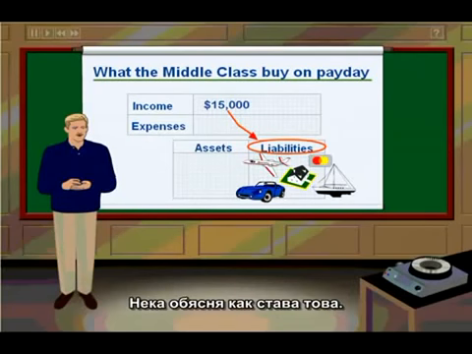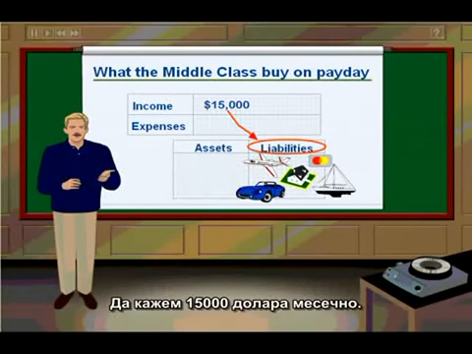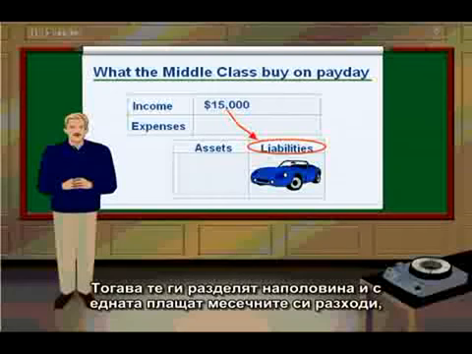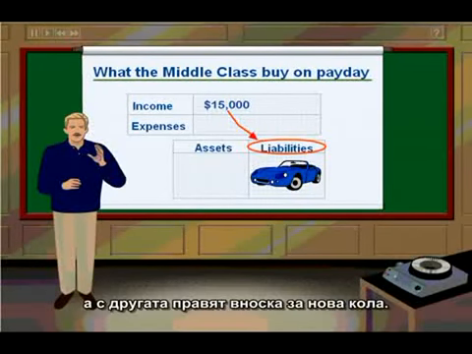Let me explain the way this happens. On payday, the middle class make a nice big paycheck. Let's say $15,000 for the month. They then split that down the middle and pay their monthly expenses with half, and with the other half, they make a down payment on a new car.